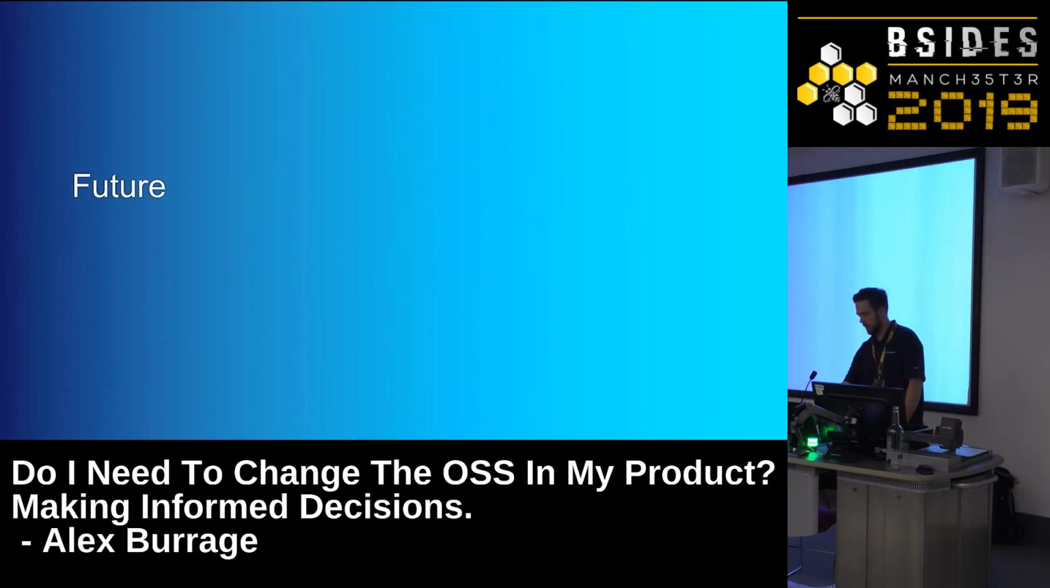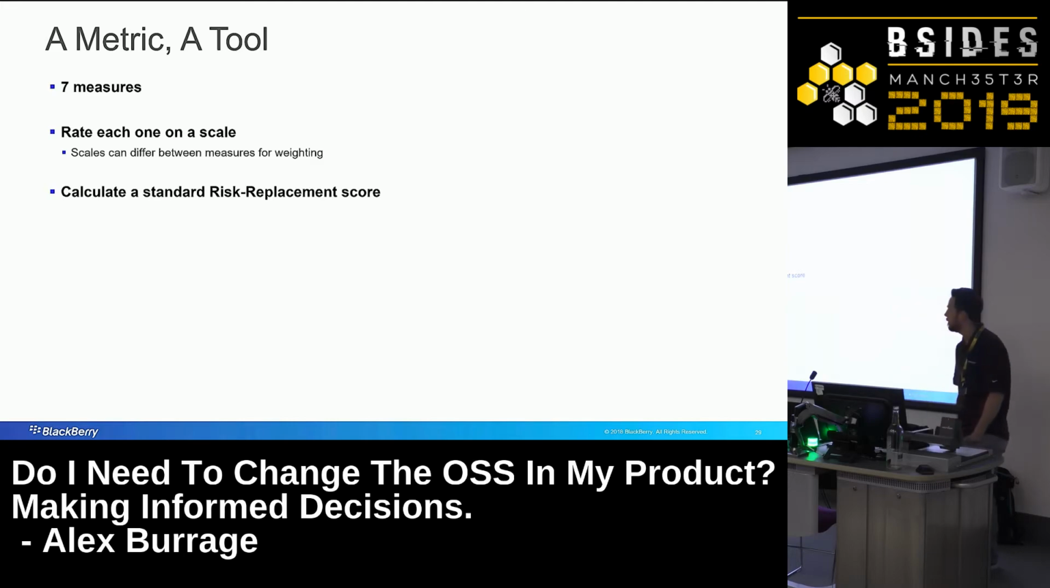So where do we go from here? I've talked about these 7 measures. You can rate each one of these on a scale. I didn't do that in the previous slide, but you could rate each one out of 10 for how much threat you think it's introducing. Then you can weight those measures, and you can calculate a risk replacement score.